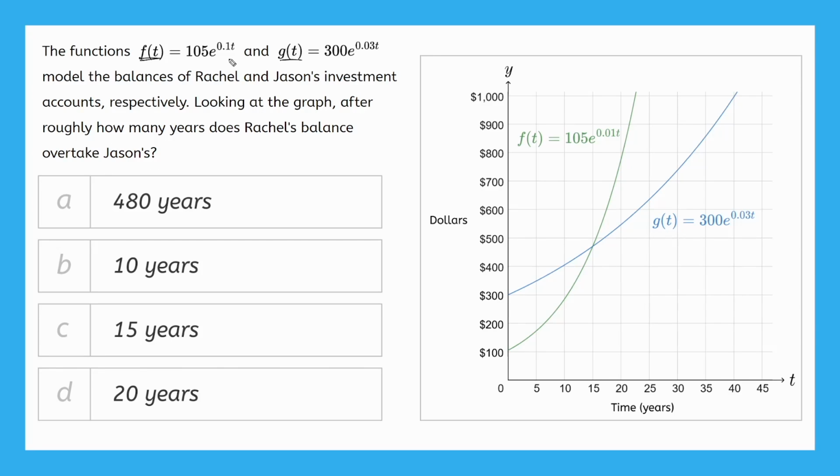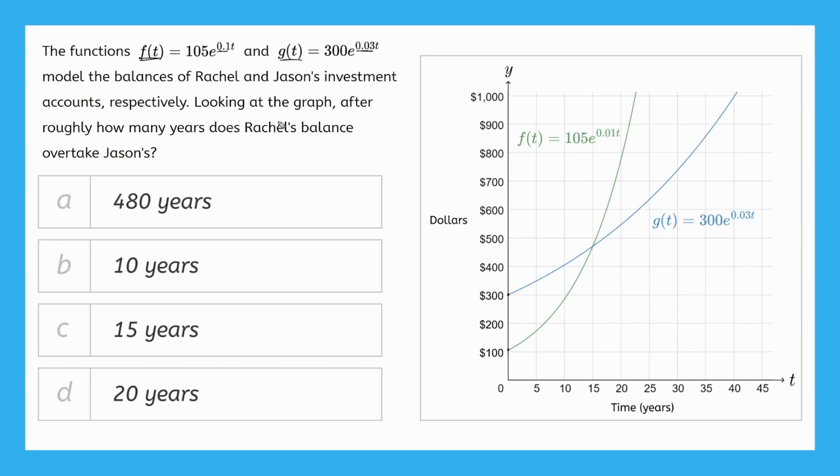So we can see by these functions that Rachel's investment account is growing faster. That's determined by the coefficient in front of t in the exponent. In Rachel's case, that's 0.1, which is significantly larger than Jason's 0.03. We can see the same thing in the graph, where Rachel starts at a lower point. She starts at $105 in her account, and Jason starts with $300. But hers is growing faster, so she eventually overtakes.